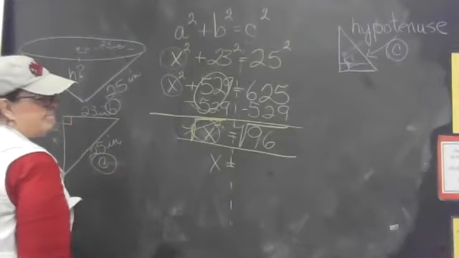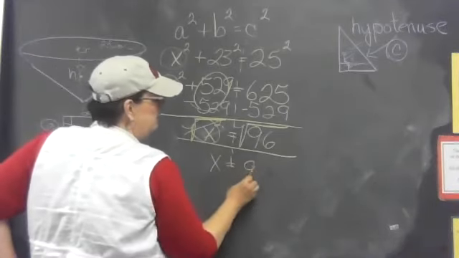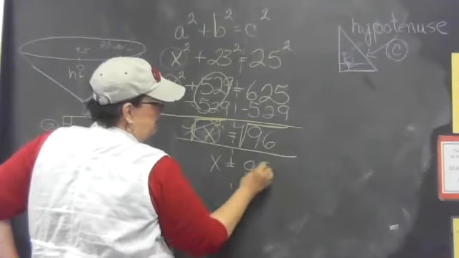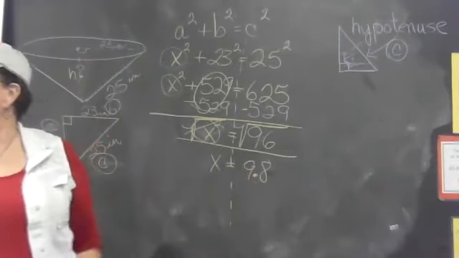Four? 9.797. I thought it was wrong. 9.79. So I just rounded it to 9.8.